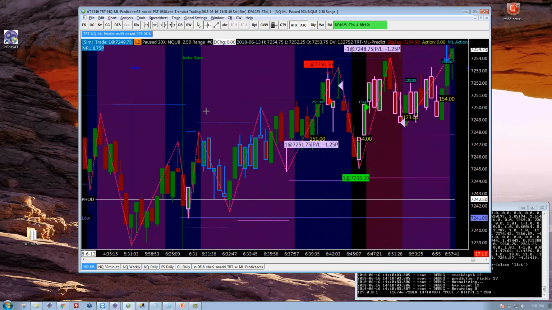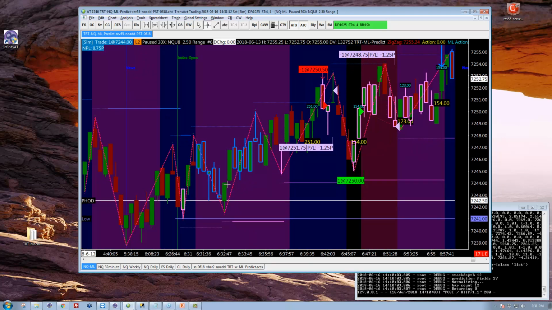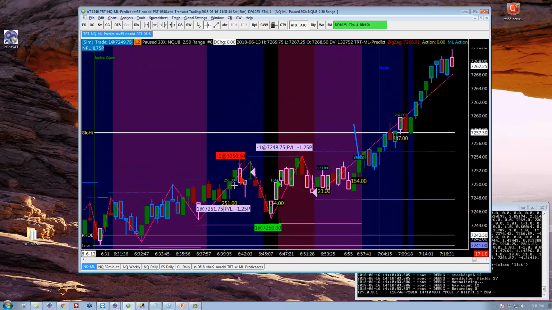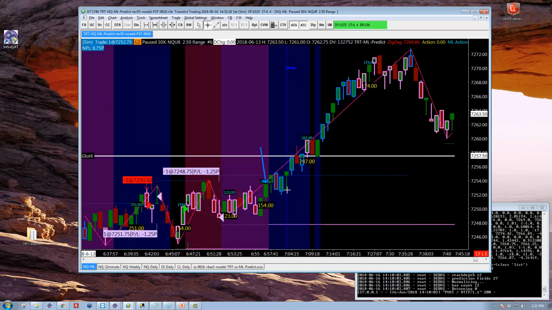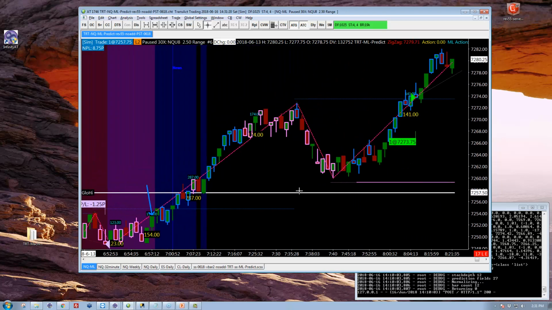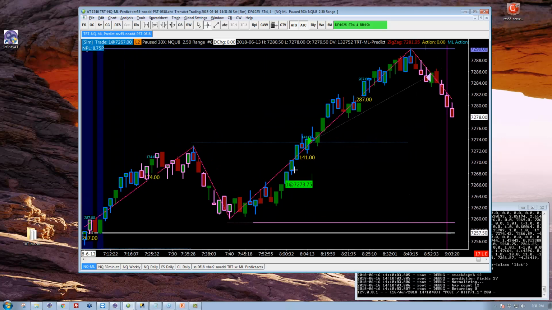So here, if it's purple, no trades. If it's blue, no longs. If it's red, no shorts. Purple again, neither. Blue, no longs. Black, so no colors. You'll take any direction. Okay.